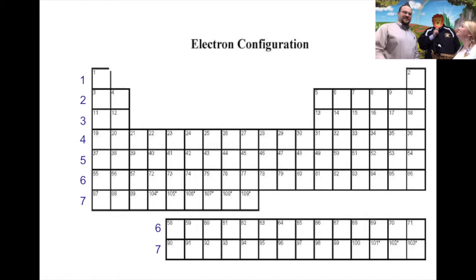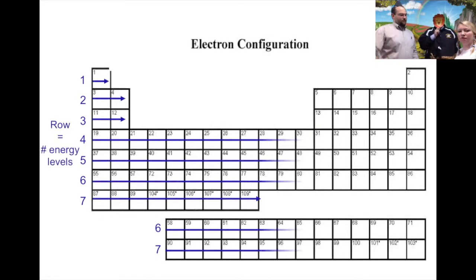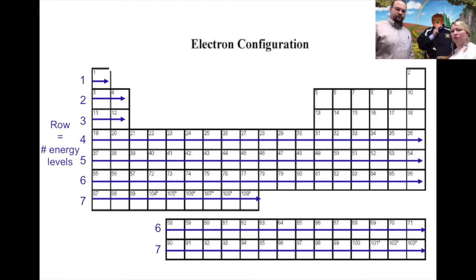So in our periodic table, we have rows, and those rows correlate to the energy levels. Oh, so like if you're in row 5, you would probably have 5 energy levels?